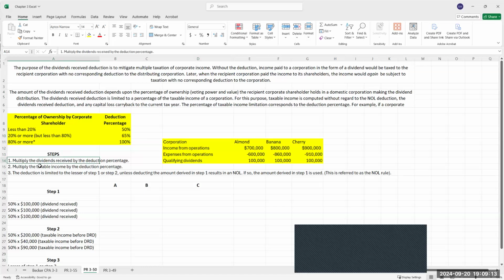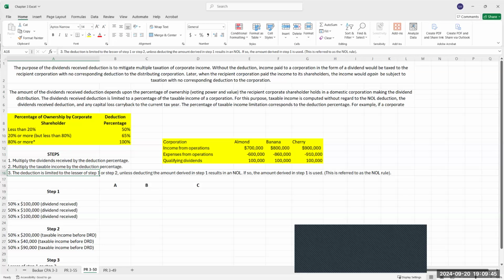So again, here are the steps. Step 1, we multiply the dividends received by the deduction percentage. Step 2, we multiply the taxable income by the deduction percentage. And then for step 3, the deduction is limited to the lesser of step 1 or step 2, unless deducting the amount arrived at in step 1 results in a net operating loss. And in such case, the full amount of the dividends received deduction is allowed.